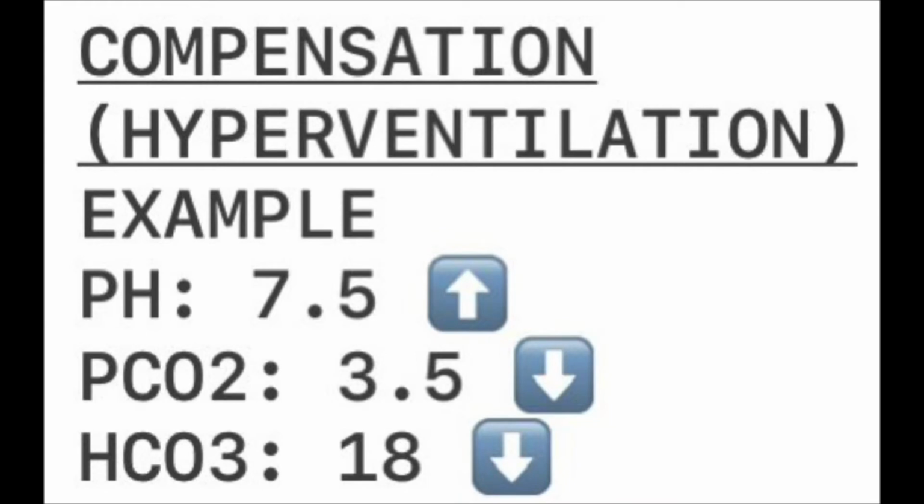You may see a pH of 7.5 in an anxious patient with a PCO2 of 3.5 and a compensated bicarb of, say, 18. If the pH is high and your bicarbonate is high too, your alkalosis is metabolic, as in excessive vomiting or diuretic overuse.